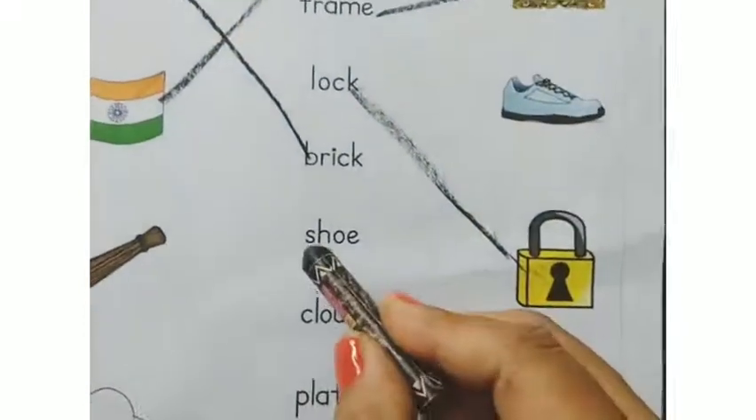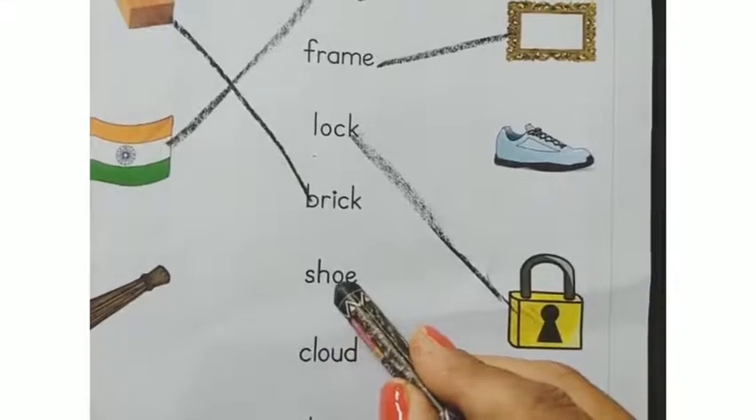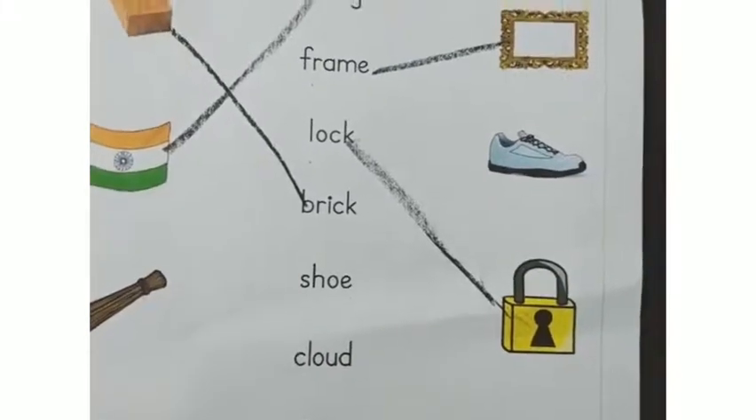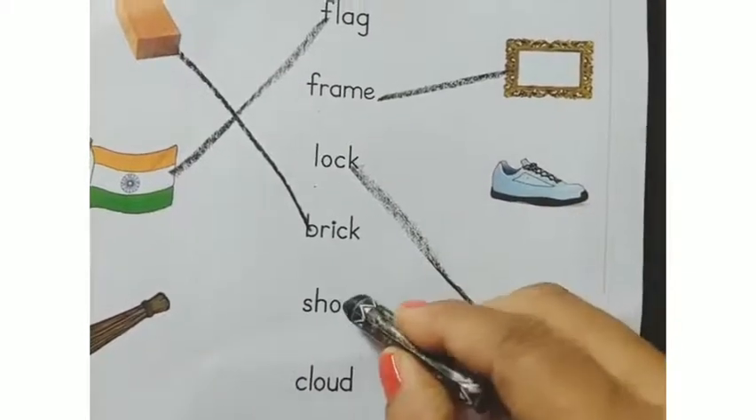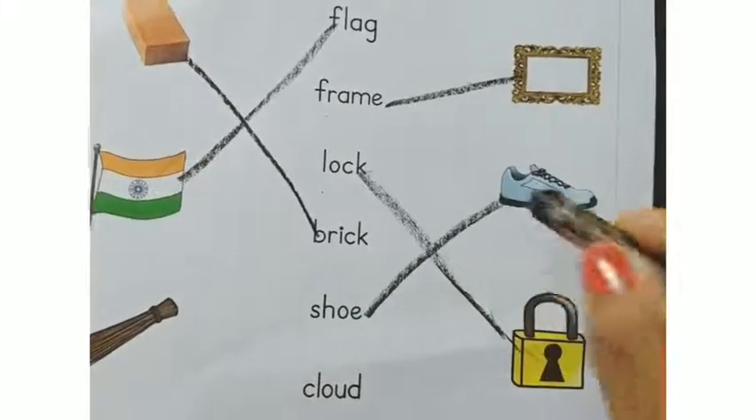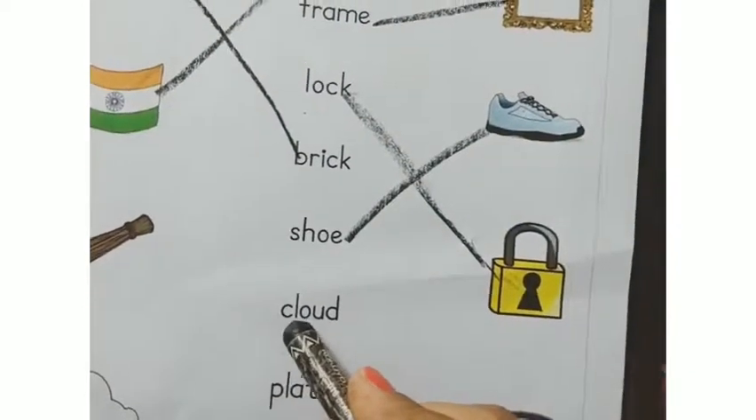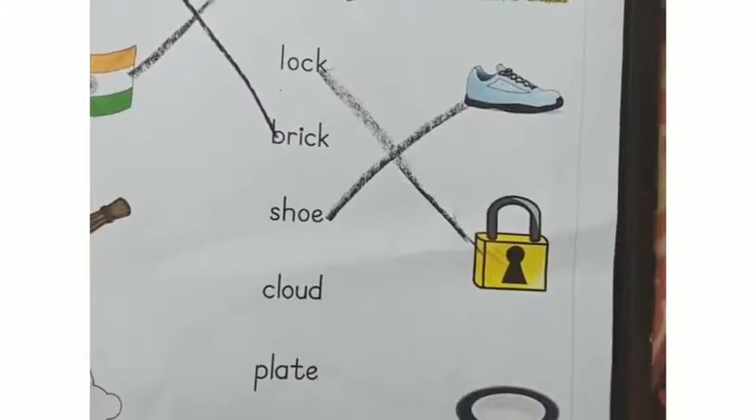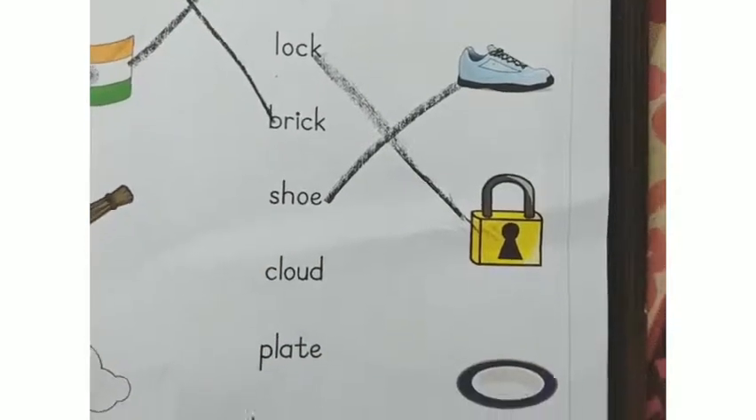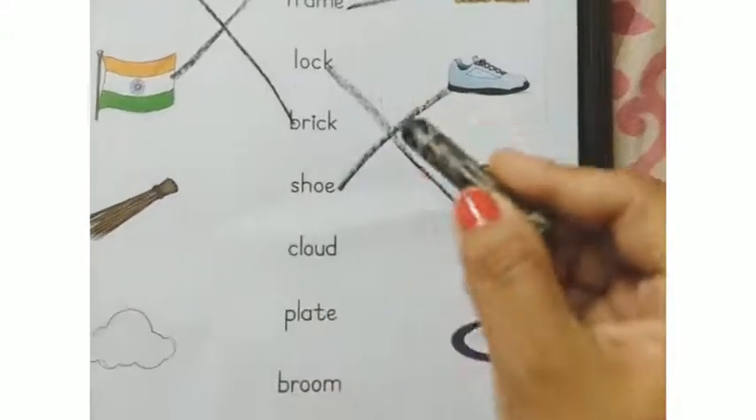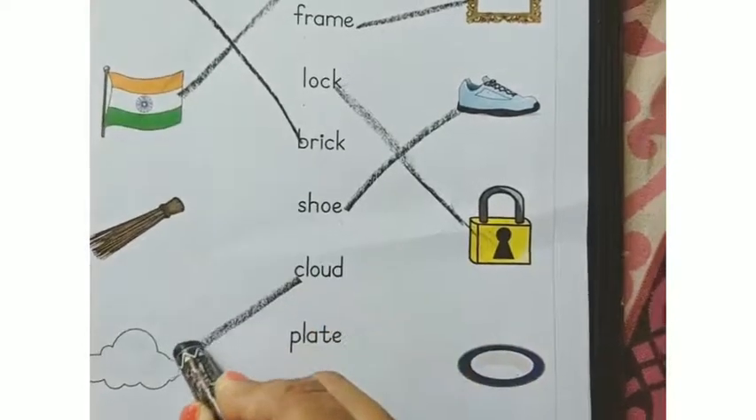Now next, shoe. Shoe, shoe. Can you see shoe over here? Yes, here it is. So here goes this line with shoe. Next word, cloud. Cloud, cloud. Where is cloud? Here. So match cloud like this.